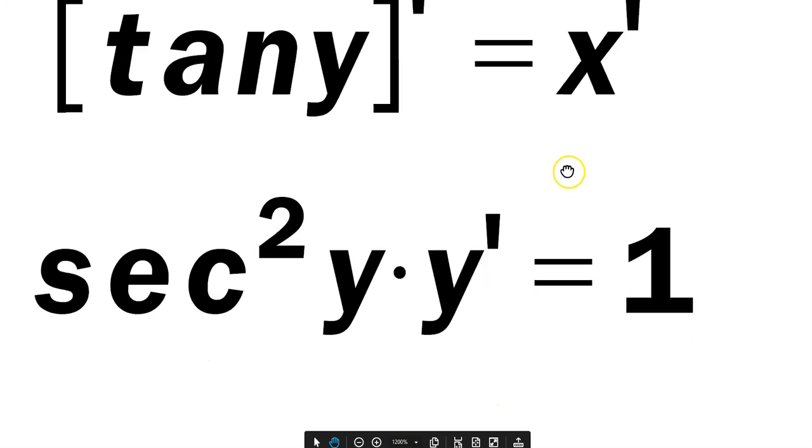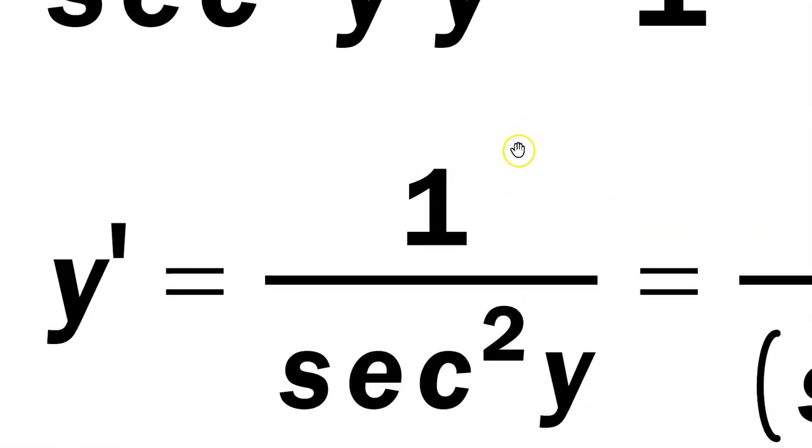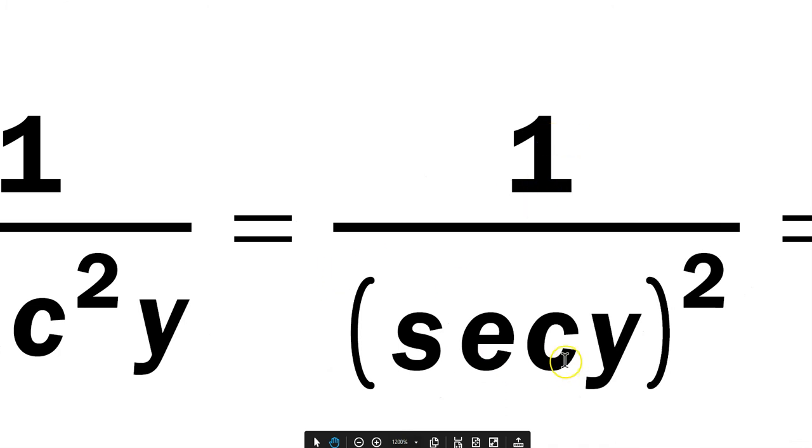But then what we can do is the following. Since secant squared of y times y prime equals 1, you can solve for y prime. So you're going to get that y prime equals 1 over secant squared of y. But that's equivalent to 1 over secant of y, quantity squared. Notice the way the 2 is pulled out all the way.